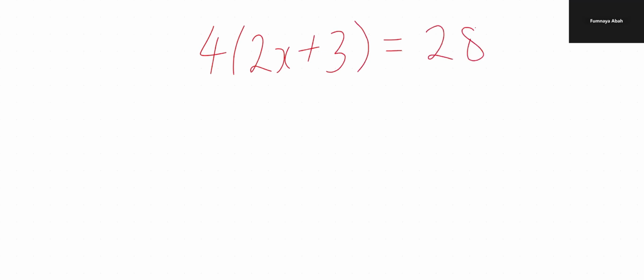Okay, so let's say we have 4 times, in parentheses, 2x plus 3 is equal to 28. So again, we have a variable that we have to solve for. We have x. We have to find the value of x. And we have this term or expression 2x plus 3 in parentheses. So what we can do is take the number outside the parentheses and multiply both terms in the parentheses. So we can say 4. 4 is the number outside the parentheses. And 4 multiplies the first term, which is 2x. So we have 4 times 2x.